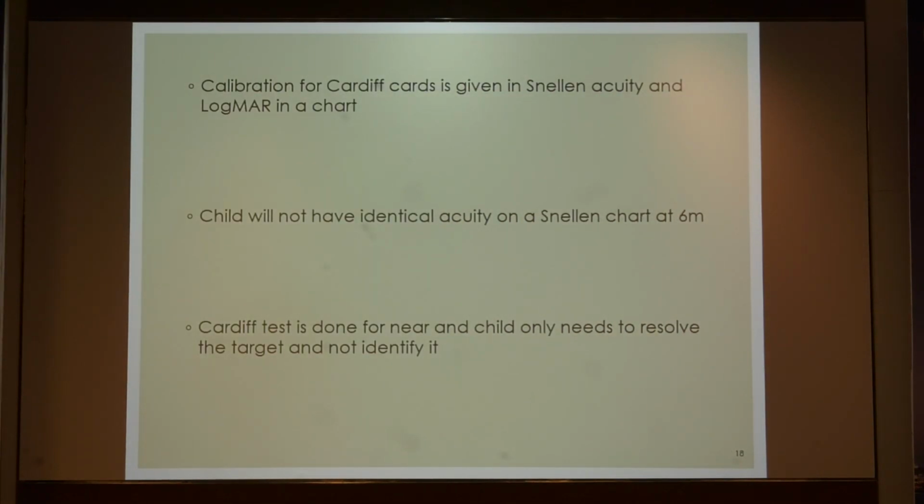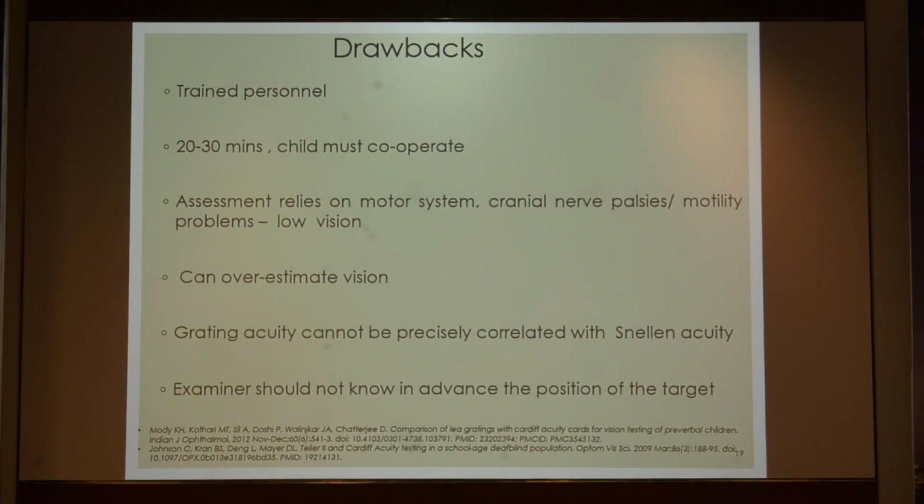Now the calibration for these cards is given in Snellen as well as Logmar equivalent, but we cannot directly compare it to the Snellen chart at 6 meters because this is done at 1 meter, and any uncorrected refractive error will make a difference for checking vision at 6 meter at a Snellen chart eventually. Also, here the child only needs to resolve the target and does not need to identify it. Drawbacks for all these tests: we need a trained personnel, it takes time.